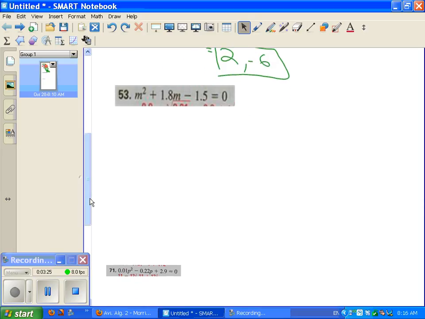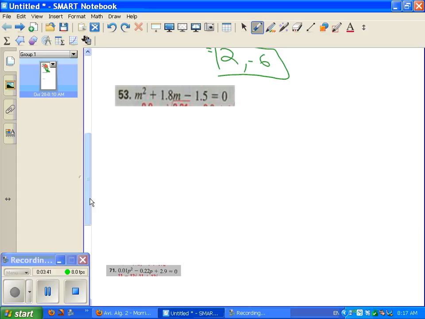Okay, let's take a look at number 53. Now, I know this one's got decimals in it, but you've got to think outside the box a little bit and kind of ignore the decimals, and you should still be able to do this one. All right, is my leading coefficient 1?